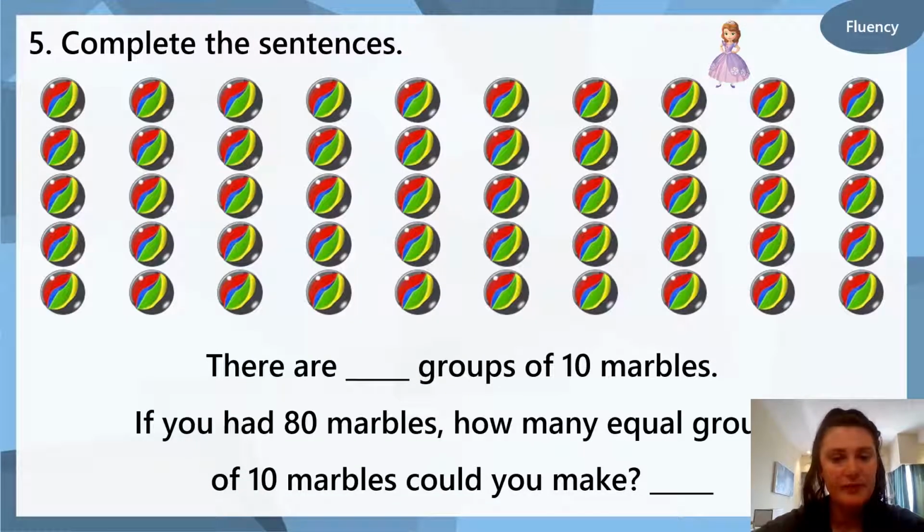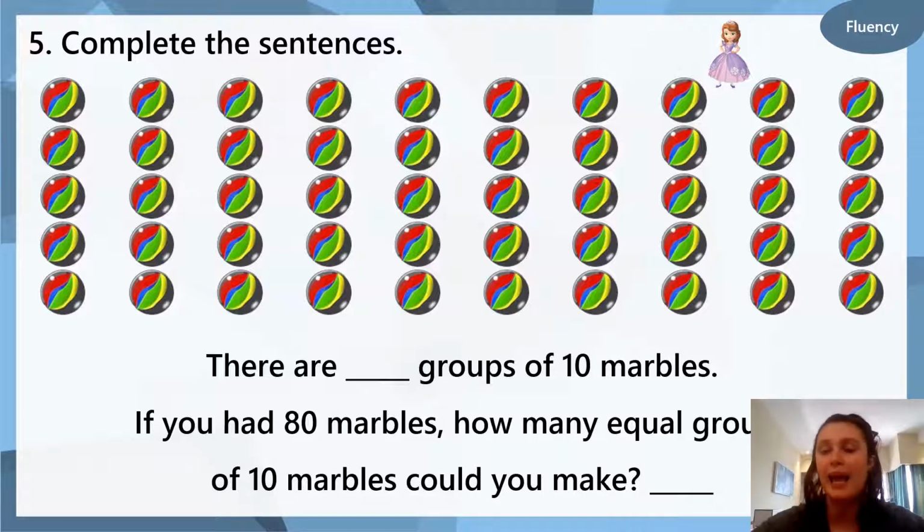Question 5. There are groups of 10 marbles. So have a look at the marbles. If they're in groups of 10, how many groups will I have? The next part of the question, if you had 80 marbles, how many equal groups of 10 marbles could you make? Now, it's going to be very difficult to get 80 counters or 80 things in your home. So I'm going to teach you a little trick.